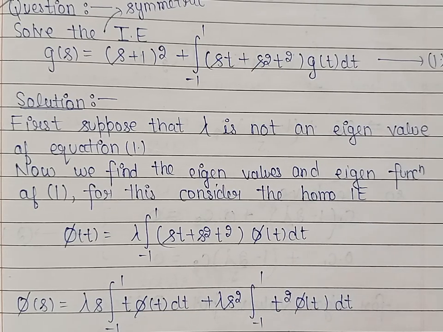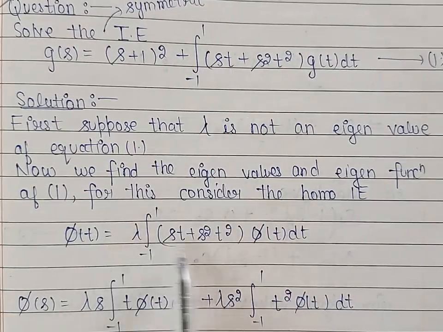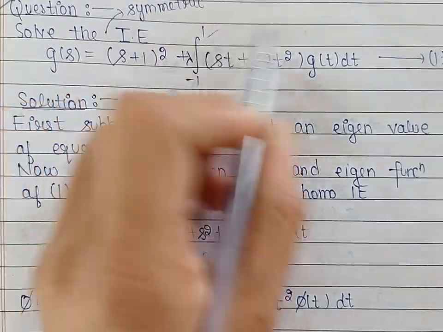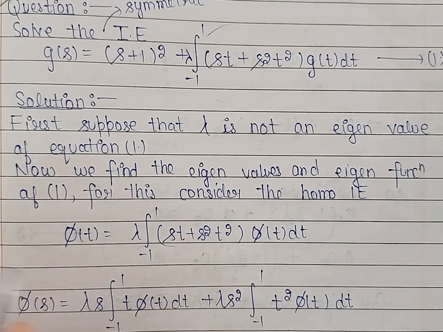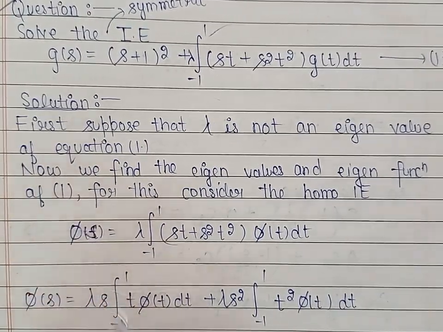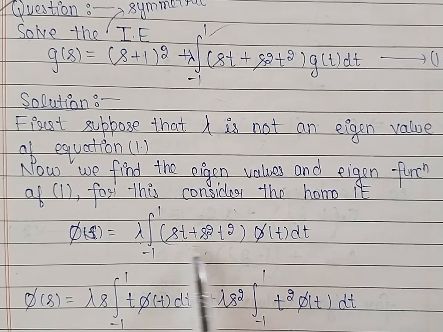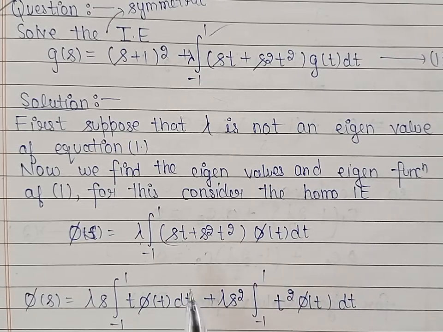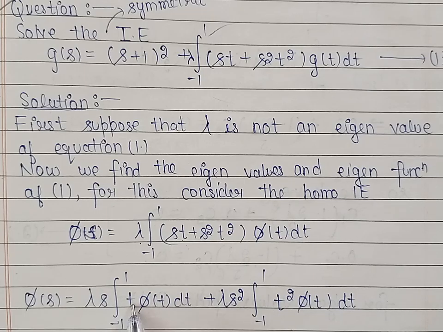So let us consider the corresponding homogeneous integral equation, which we have obtained by considering this part. This equation is phi(s) = lambda integral from -1 to 1 of (st + s^2 t^2) phi(t) dt. Now, separating the terms in s and t, the terms in s can be taken out of the integrals because the integrations are with respect to t.